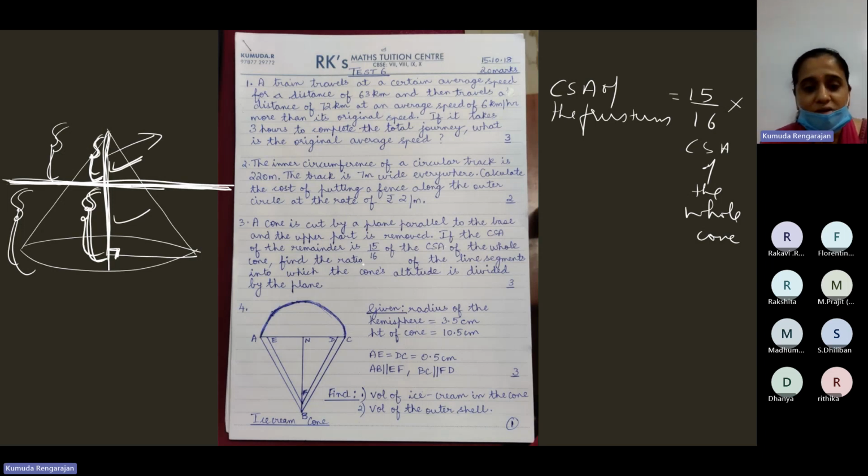So you should find the ratio of the line segments. That means you should find the length of this line segment by the length of this line segment. Find the ratio of the line segments into which the cone's altitude is divided by the plane.